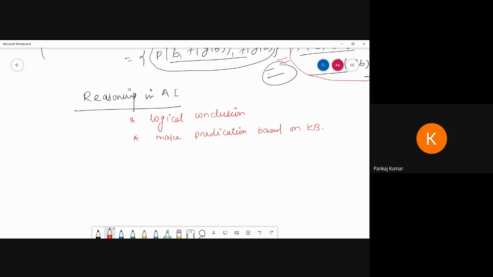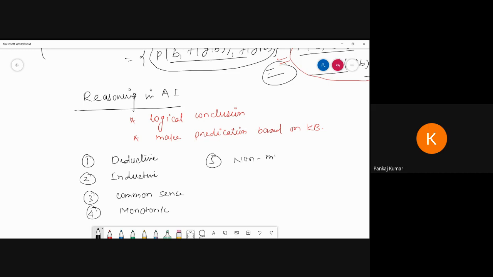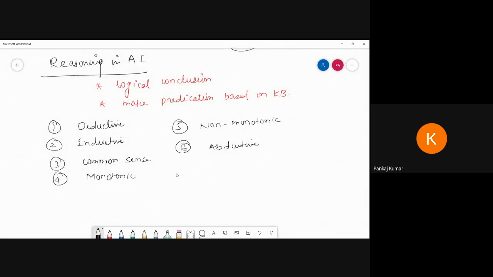So basically, reasoning has different categories. The first category is defined as deductive. The second category is defined as inductive. The third one is defined as common sense reasoning. Fourth is defined as monotonic, fifth one is defined as non-monotonic, and the last one is defined as abductive. These are the 6 types of reasoning on the basis of which we can take a decision. So these 6 types we can also use in real life.